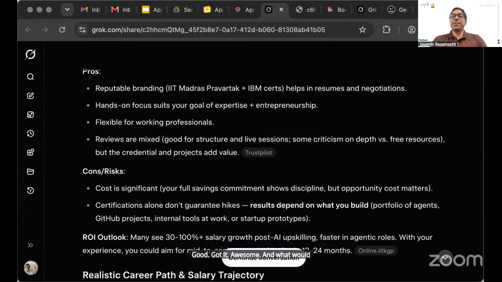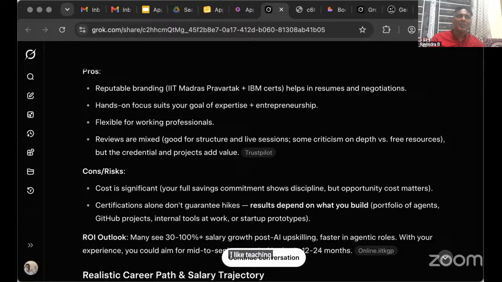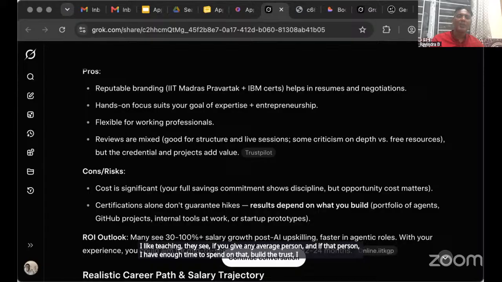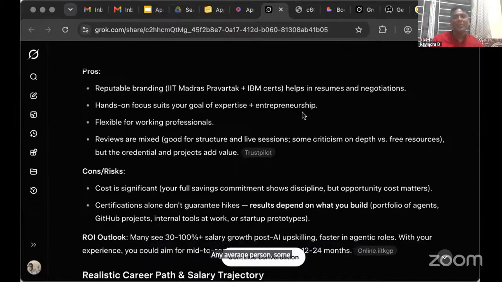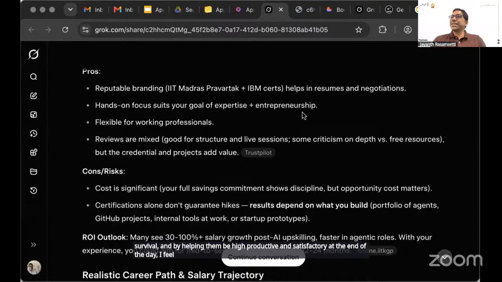And what would you like to teach? I like teaching. If you give me any average person, and I have enough time to spend and build the trust, I'll be able to mold that person into a highly productive person in 18 months. Why do you like molding people? Because every person has a right to lead a balanced life. They struggle for survival, and by helping them be highly productive and satisfied at the end of the day, I feel very happy.